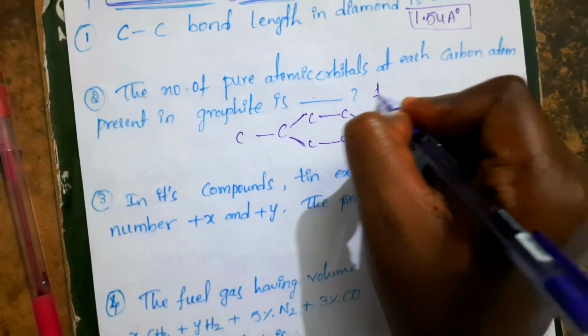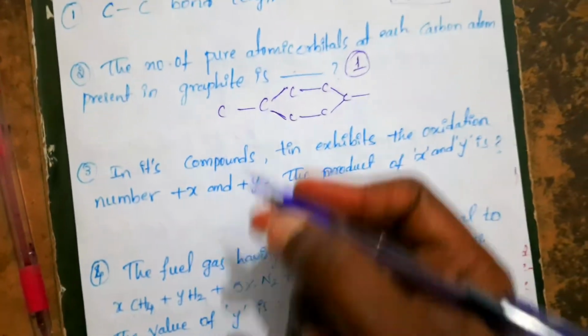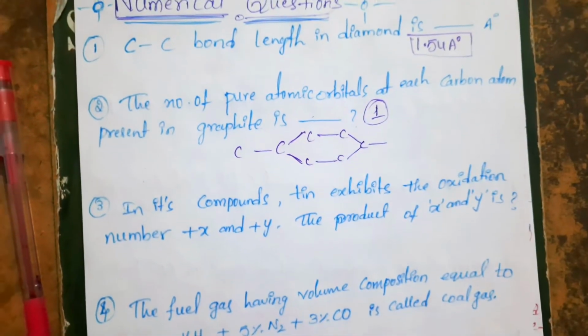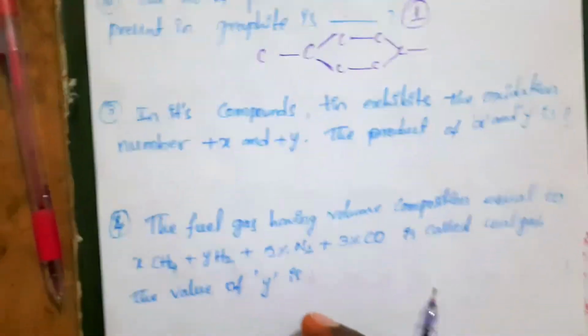On each carbon, how many pure orbitals are there? Only one pure atomic orbital in graphite. Whereas in case of diamond, there are no pure atomic orbitals. All the carbon atomic orbitals are involved in chemical bond formation.